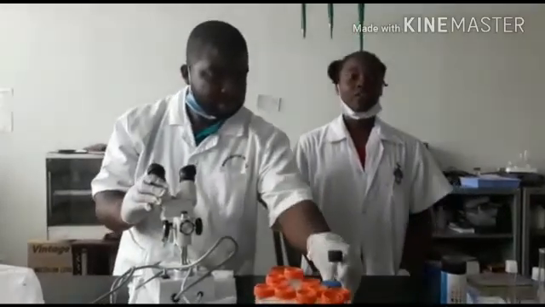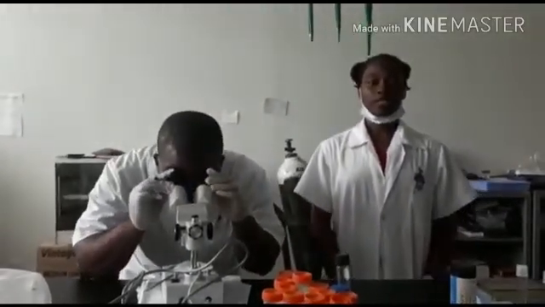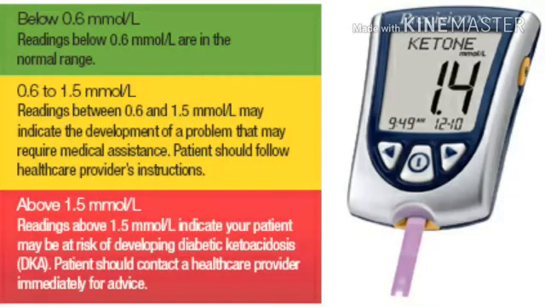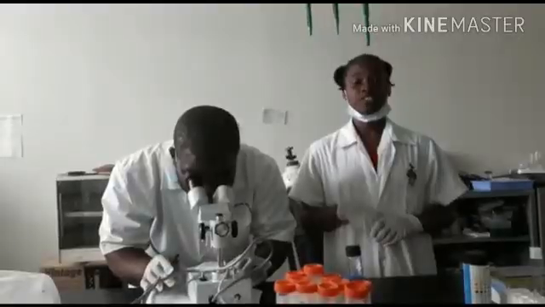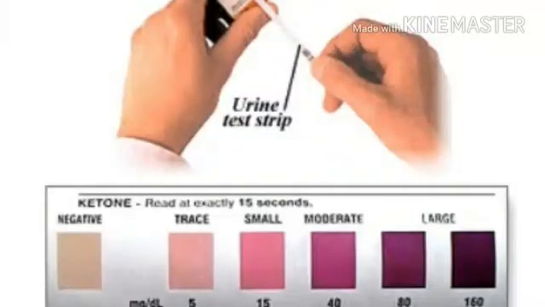Ketones are produced in the body when fats rather than glucose are used to produce energy. When there is a buildup of ketone in the body, it is a sign that the body's blood sugar level is high. It may mean that you have diabetic ketoacidosis, which is a potentially life-threatening condition. The color change is a result of acetoacetic acid reacting with nitroprusside.